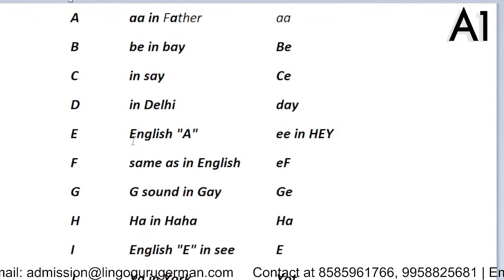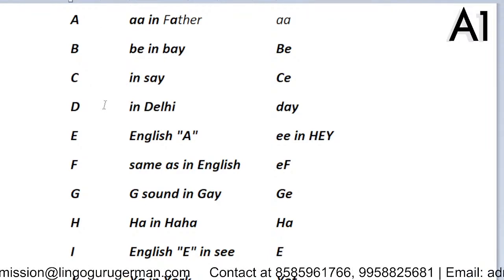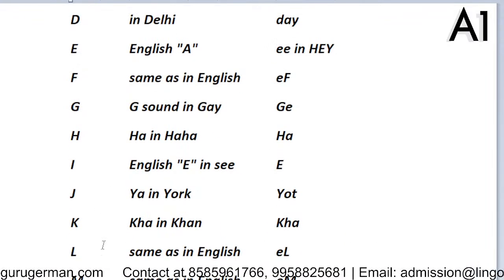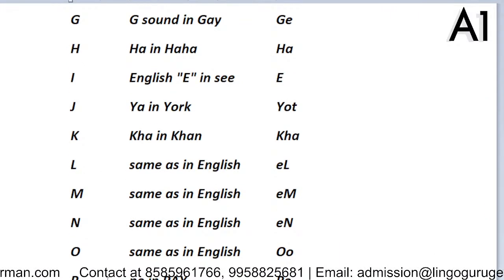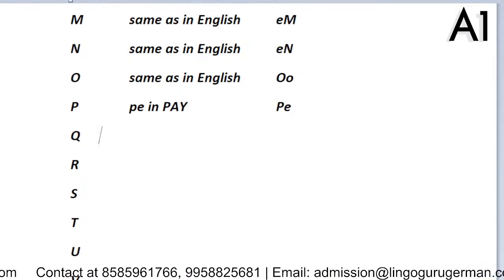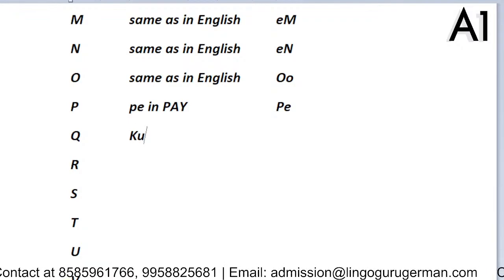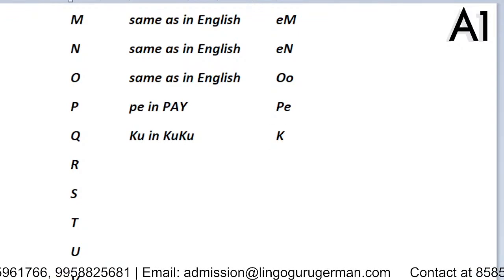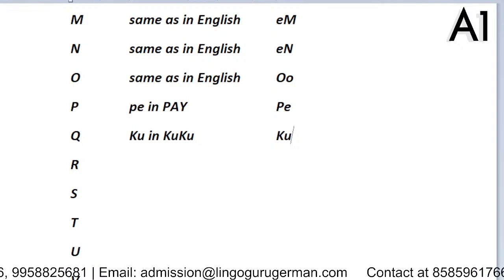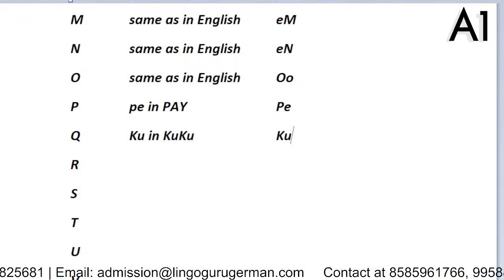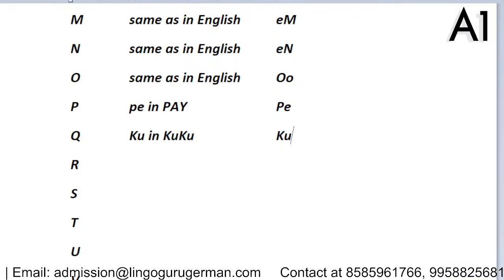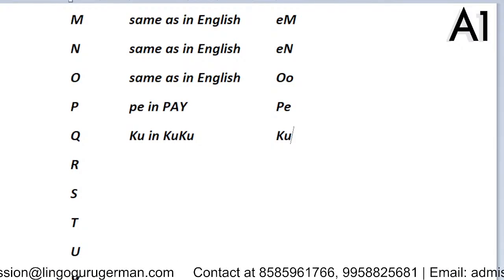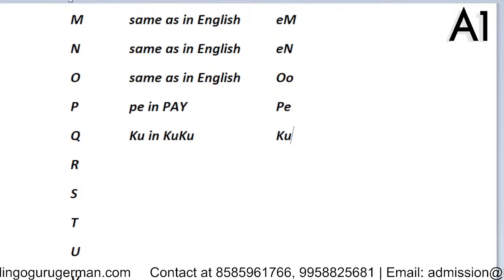Let's practice one more time, all the letters together. A, B, C, D, E, F, G, H, I, yot, kha, L, M, N, O, pay. Now we have the Q sound, which is ku as in cuckoo. Ku sound. A, B, C, D, E, F, G, H, I, yot, kha, L, M, N, O, P, Q, R, S.